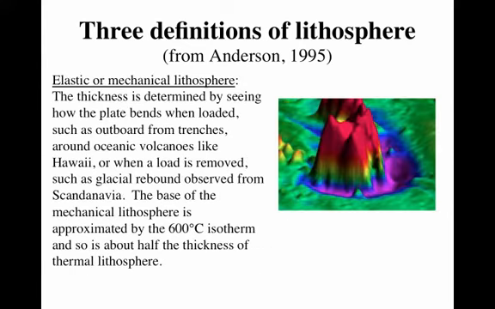We can have an elastic or a mechanical lithosphere, where the thickness is determined by seeing how the plate bends where it's loaded, such as outboard from trenches, around oceanic volcanoes like Hawaii, or when a load is removed, such as glacial rebound observed in Scandinavia. And the base of the mechanical lithosphere is approximated by the 600 degrees Celsius isotherm, and so is about half the thickness of the thermal lithosphere.